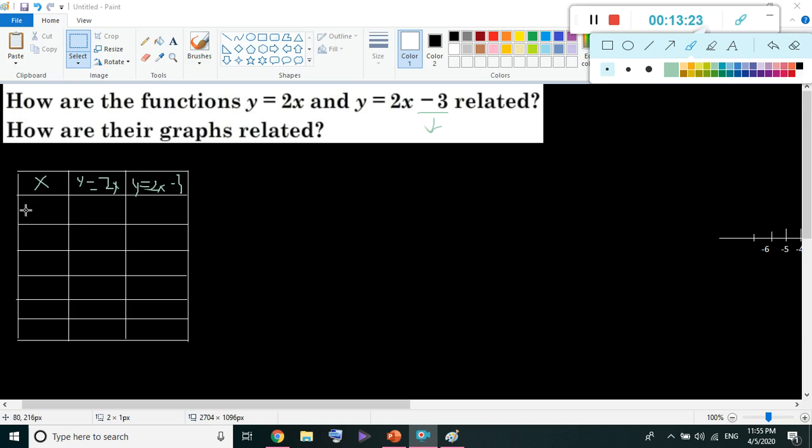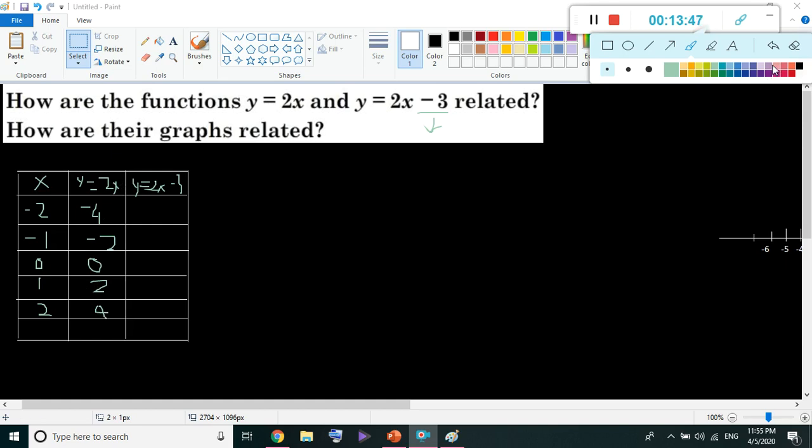Let's have again the same numbers: -2, -1, 0, 1, 2. Here -2 times 2 is -4, -1 times 2 is -2, 0 gives me 0, 1 gives me 2, and 2 gives me 4.